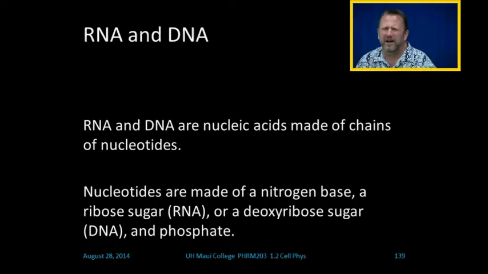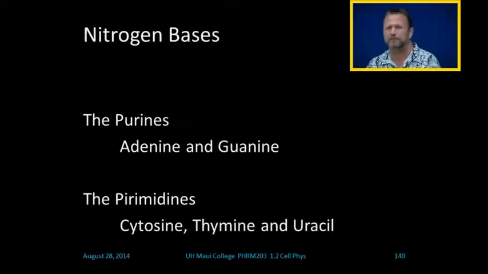So DNA and RNA are nucleic acids made of chains of nucleotides, and nucleotides are made of a nitrogen base. This is a different base than acids and bases, kind of. So when they talk about nitrogen bases, I don't want you to think about acids and bases. I want you to think of the nitrogen bases that we're going to talk about. Nitrogen base, a sugar, a ribose sugar from the word ribosome, or a deoxyribose sugar, and a phosphate. Okay, here we are multitasking with phosphates again.